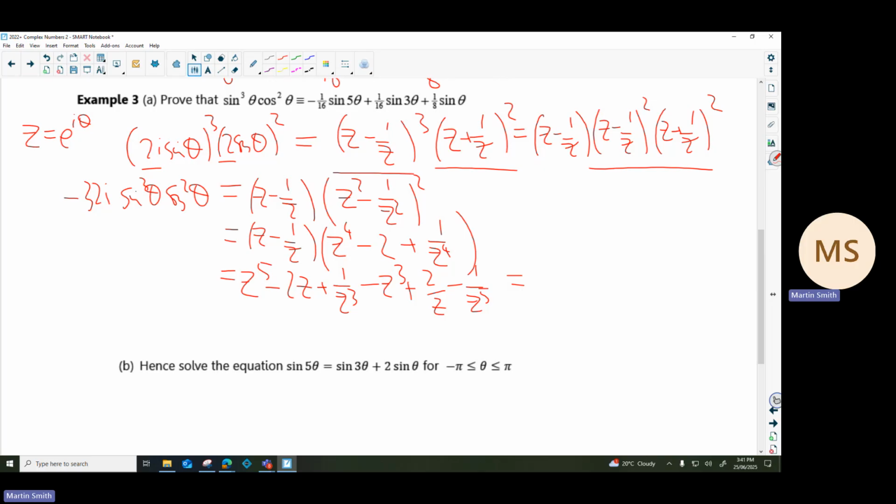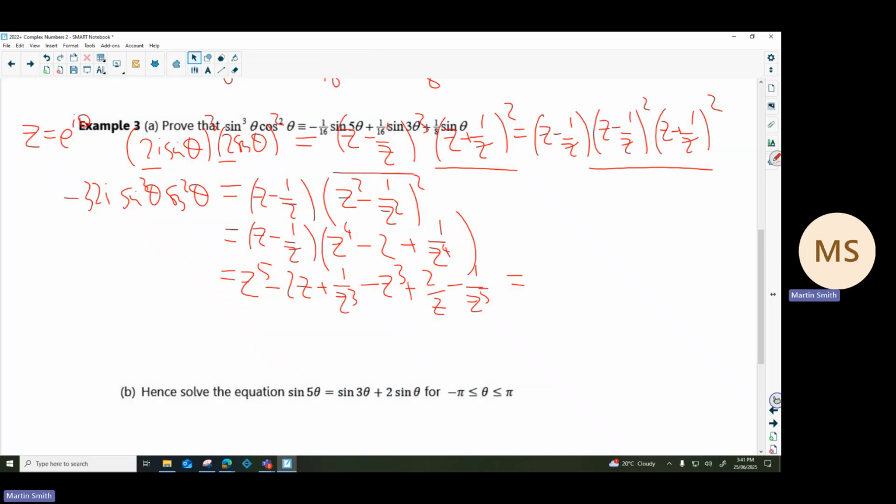That's okay. So I can do that on the next line. I'm going to slightly run out of space, but I can cheat a little bit. So that is the same as z to the 5 minus 1 over z to the 5. Cancelling that out, I've got minus z cubed plus 1 over z cubed. So that's the same as minus z cubed, take away 1 over z cubed. And then finally, I've got minus 2z plus 2 over z, which is minus 2 into z minus 1 over z. Now, my friends, we are nearly there.